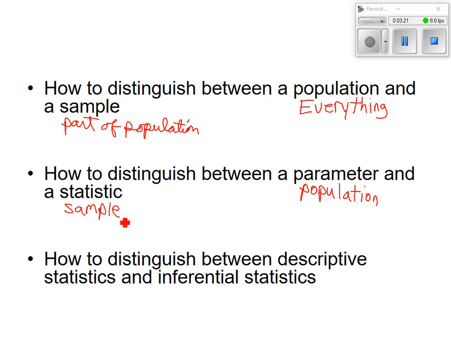How to distinguish between descriptive statistics and inferential. What's descriptive do? What's a descriptive statistic? Okay, it describes whatever's going on. It describes whatever's going on. What's an inferential statistic? Yeah, we'll go back. What's inferential?